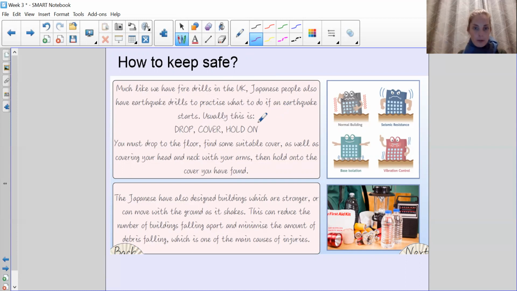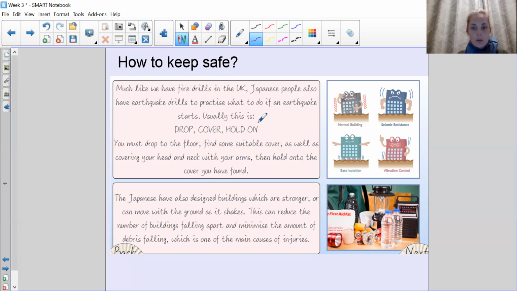So you need to drop to the floor. You need to find somewhere you can crawl under that is a suitable cover, okay? As well as covering your head and neck with your arms. So you need to put your hands over like this, and then you would hold onto the cover you have found, okay? Hopefully we don't have to experience that, but if we were at school, perhaps I would be getting under your desk so that any part of the ceiling that might fall would fall onto your desk and you would be able to be as safe as possible.